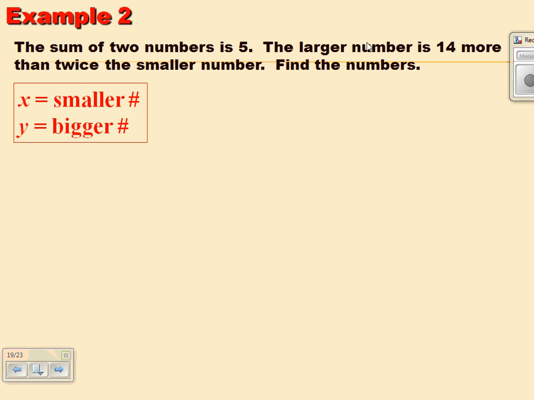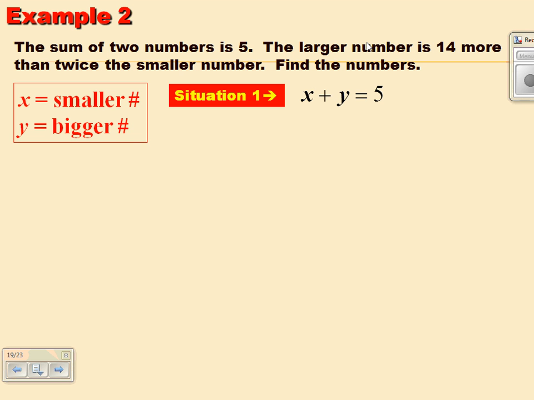So I'm going to say that X is the smaller number, Y is the bigger number, because there's 2 numbers here. X is the smaller, Y is the bigger number. So for the first situation, which is the first sentence, the sum of 2 numbers is 5. So I'm going to write that as X plus Y equals 5.